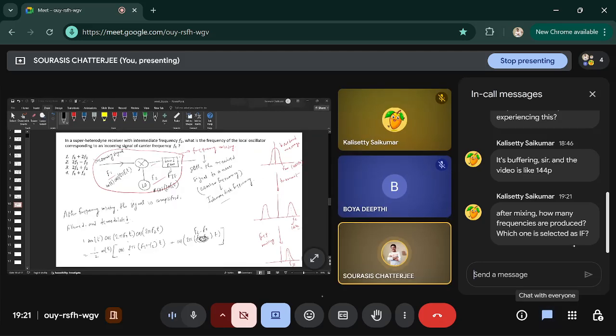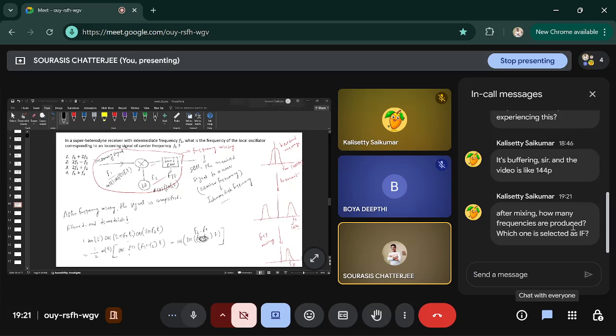Okay, after mixing, how many frequencies are produced? Which one is selected at IF? Okay, I am going to discuss this, but let me clarify here. You can see there are two frequencies that they are going to produce, right? F1 plus F2 and F2 minus F1.